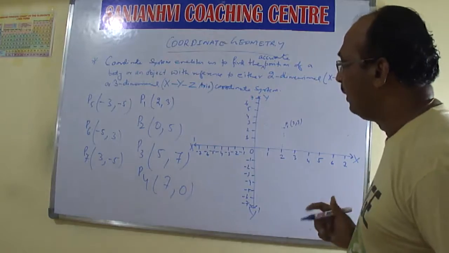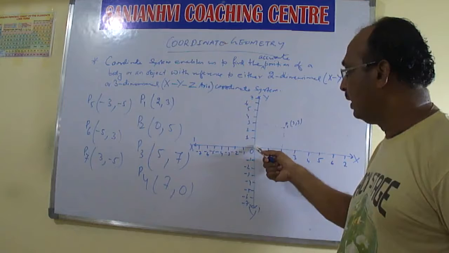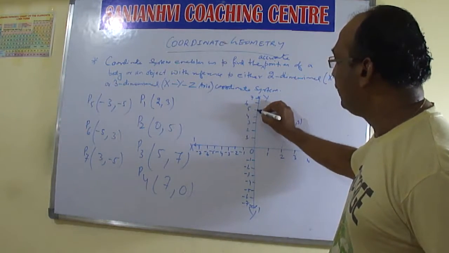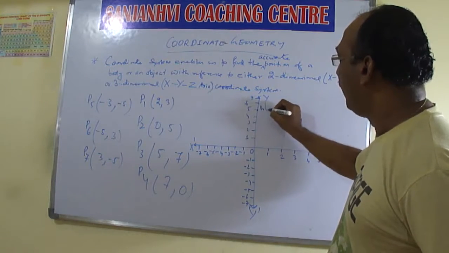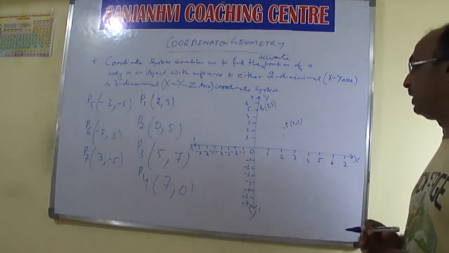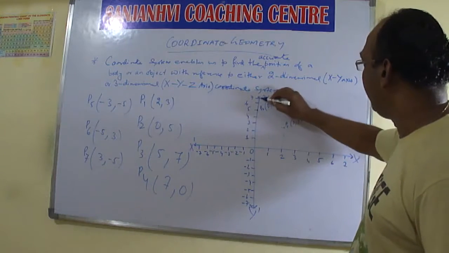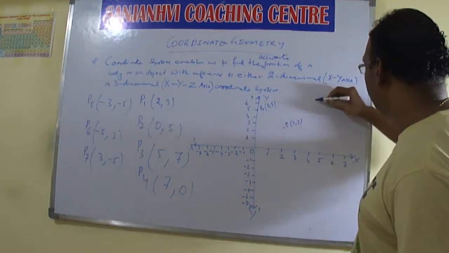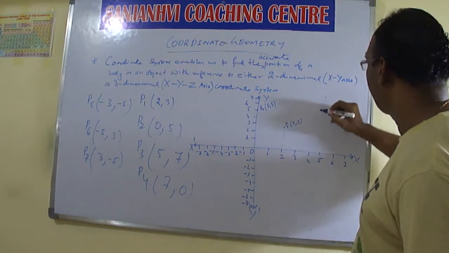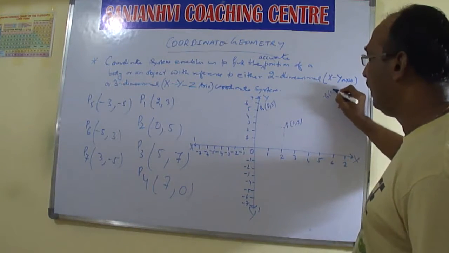Now P2 (0, 5). x is 0 and y is 5, so this point becomes P2, which is (0, 5). Now P3 (5, 7). Five is here and 7 is here, so you draw like this, and somewhere here is P3 (5, 7).